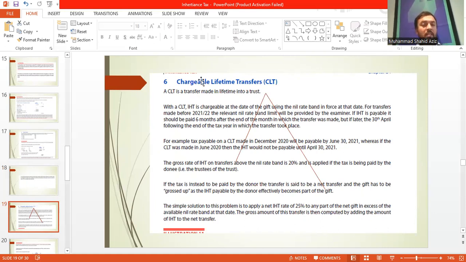So actually, what is a chargeable lifetime transfer? A chargeable lifetime transfer means any transfer to a trust. So if the person makes a gift during a lifetime, there are two things. The first thing is whether the donor pays the tax or not. So let's see an example. It will be more clear.